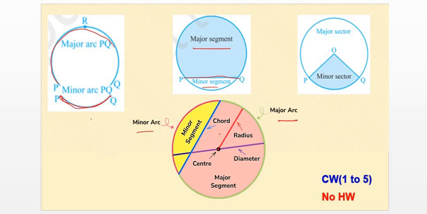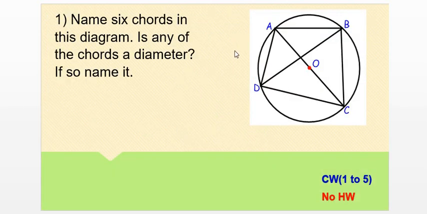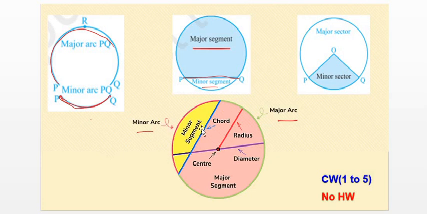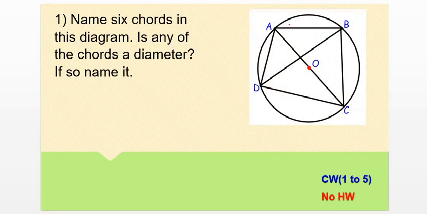So you have to understand all these definitions before we start the different rules and theorems of the circle. So here is a question from the exercise. It says, name 6 chords in this diagram. Is any of the chords a diameter? If so, name it. So better pause the video here, because I already explained what is a chord and what is a diameter. So you just have to name the chords here. For example, let's say chord AB. So you will say the first chord is AB. Like this, you have to name 6 chords. Better pause the video here, name all of them, and try to answer the question.